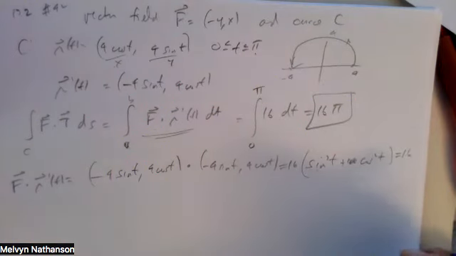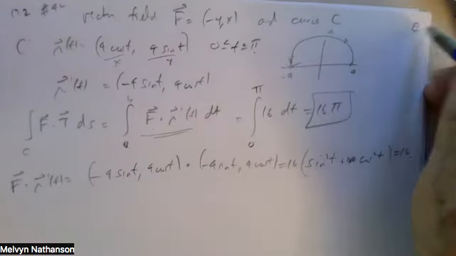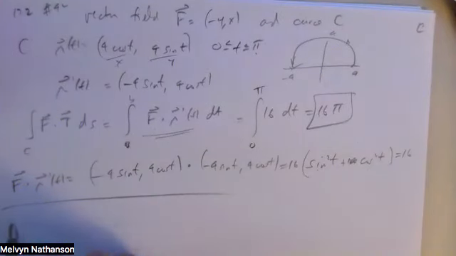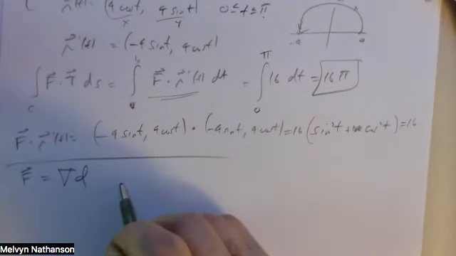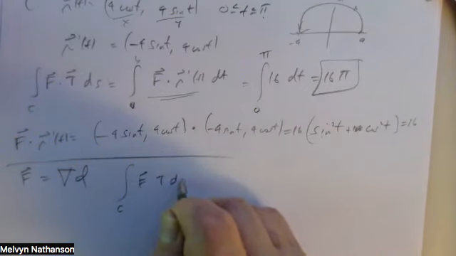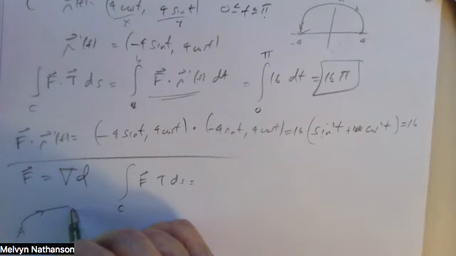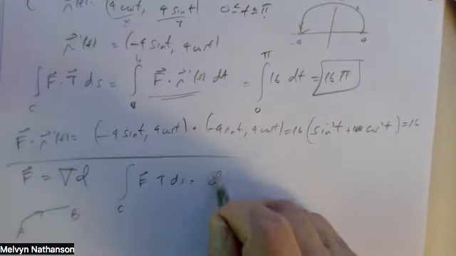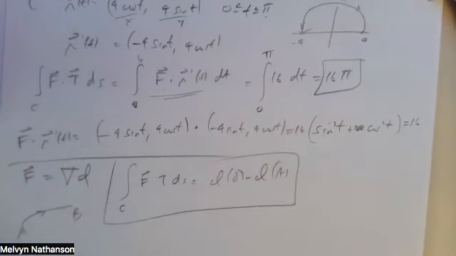Let's look at what happens when we have a conservative vector field. So the fundamental theorem for line integrals: if F is conservative, so if F is the gradient of a scalar function phi, then along any curve, the integral of F dot T ds, where the curve starts at A and ends at B, is going to be phi of B minus phi of A. So let me just do a couple of examples to see if this is correct.